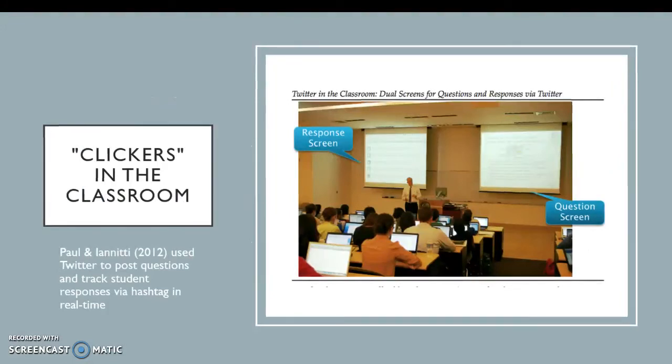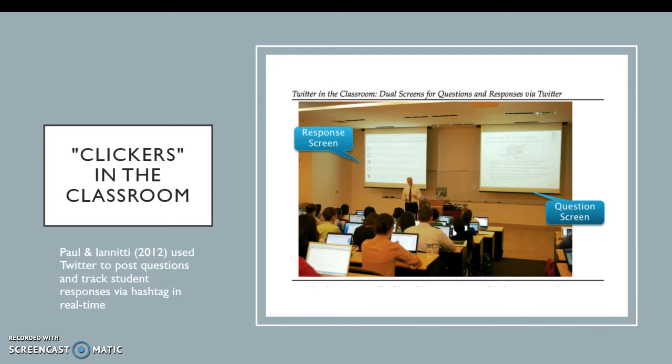We've also got the idea of clickers in the classroom. So Paul and Aniti in 2012 used Twitter to post questions and track student responses via the hashtag in real time. So the professor would post a question on one screen, either from the computer or on their own personal Twitter account, and then have students respond on the other screen. It would aggregate what they were posting in the hashtag and would update in real time for them to view in class. They found that it was easier to understand what students were thinking when they answered questions.